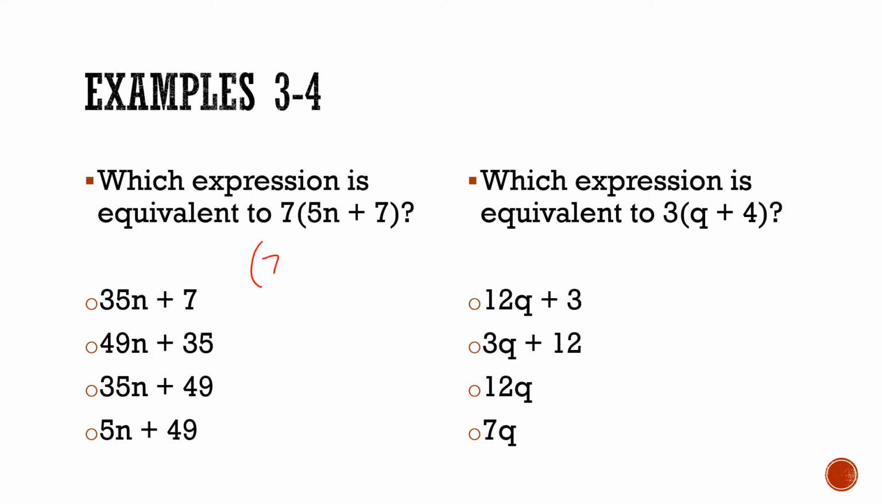So we're going to do 7 times 5n, bring down this plus sign, and then 7 times 7. Don't overlook this step because sometimes that may be as much as it's giving you in the answers. However, we don't see that obviously as an answer. So 7 times 5n is 35n, plus 7 times 7 is 49. So we get 35n plus 49.